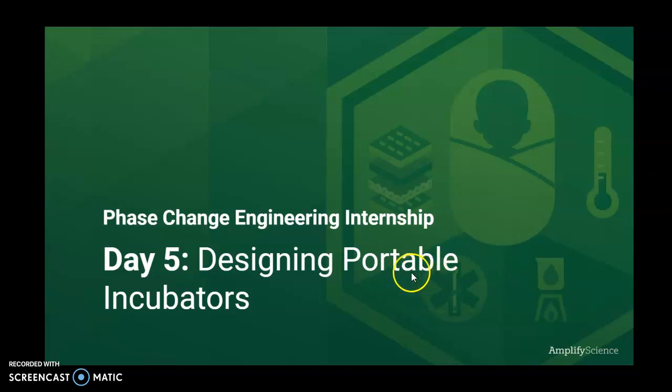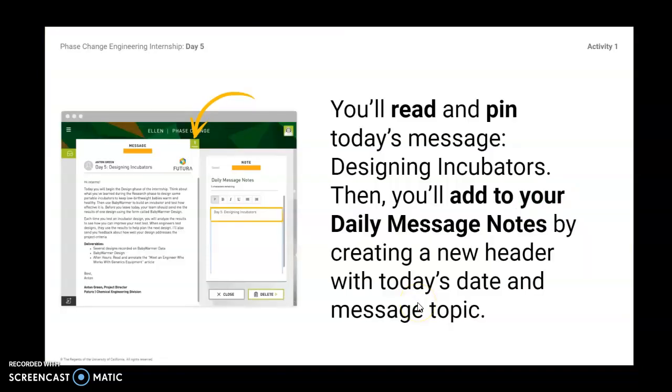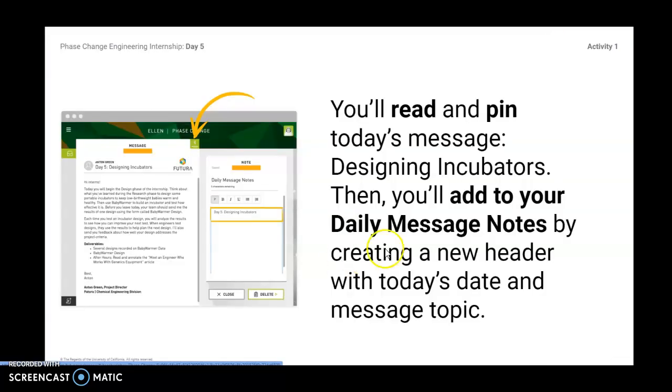Hey, you guys, we're on day 5 of designing a portable incubator, so we're going to hop on in. So remember, activity 1, you're going to jump into your Amplify lesson and click on the Future or Workspace. You are going to select the Phase Change Internship from the home page, read the new message from your project director, and add your daily message notes to today's activities and deliverables.